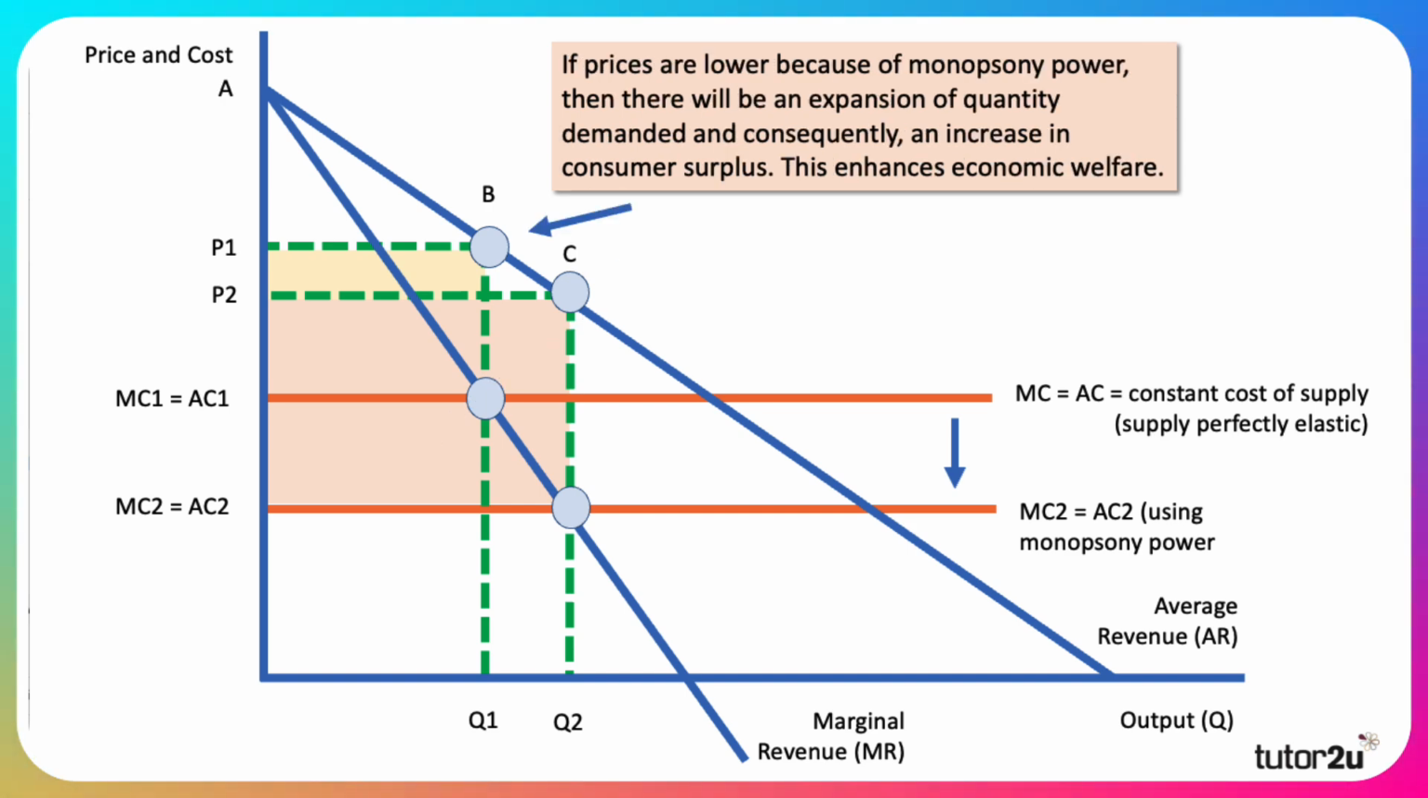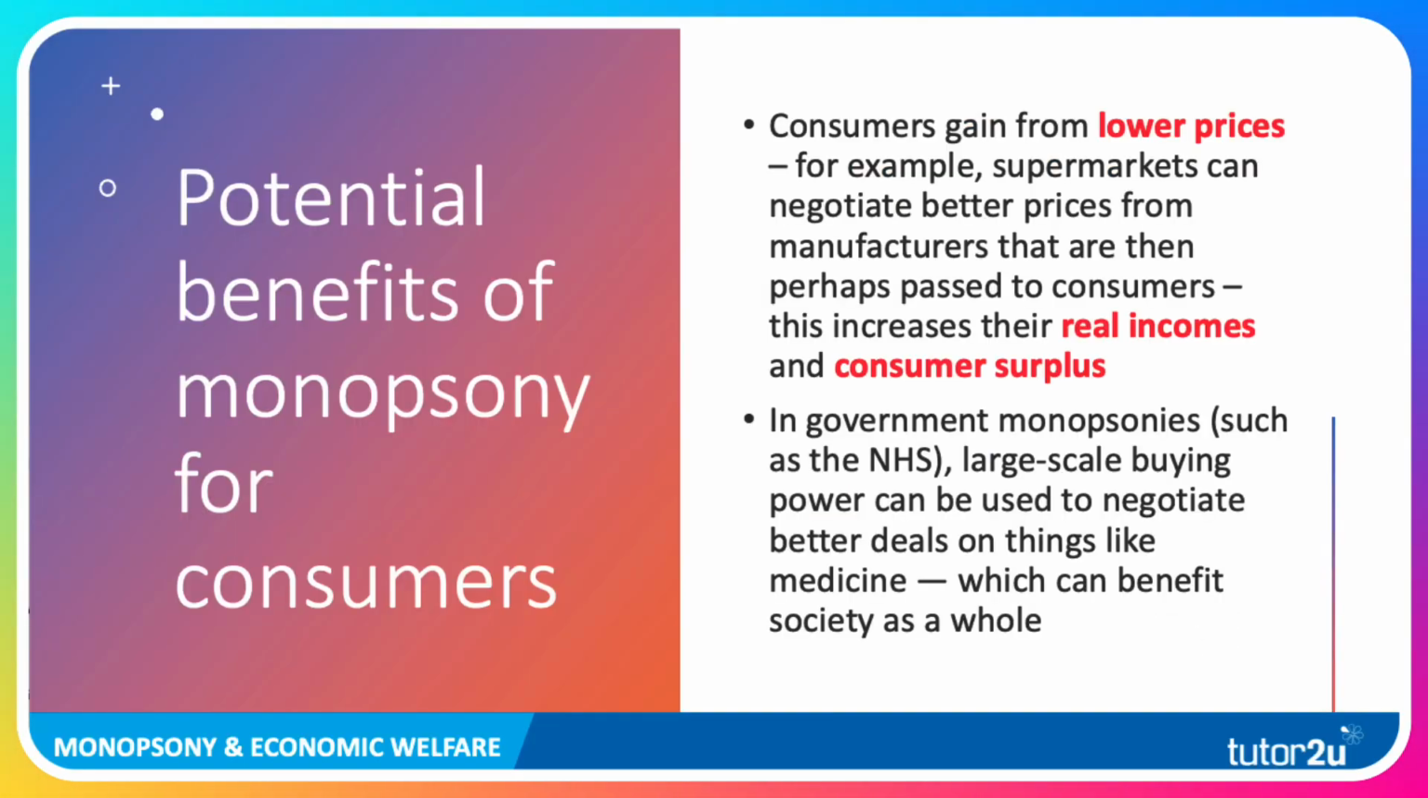And of course if prices are lower because of monopsony power, then you move down the demand curve and there's an increase in consumer surplus. So in theory, monopsony power can be an enhancing factor when it comes to economic welfare. You might buy something more cheaply on Amazon, for example, because they've got that genuine buying power when they're sourcing their books, their DVDs, their films, and every other item under the sun. So in terms of potential benefits, consumers might gain from lower prices.